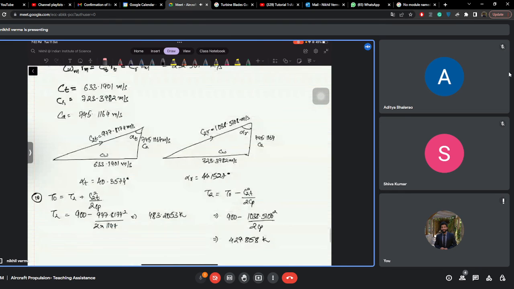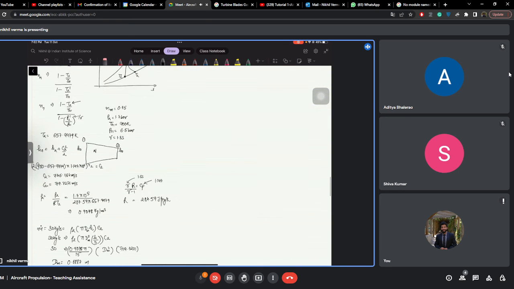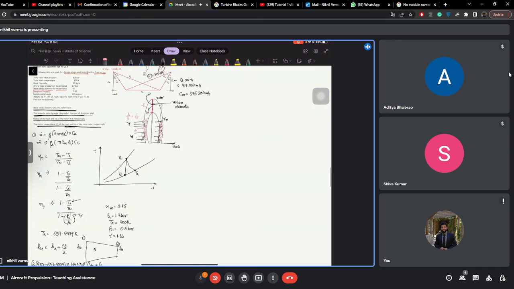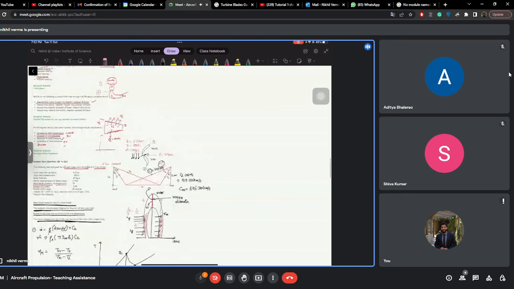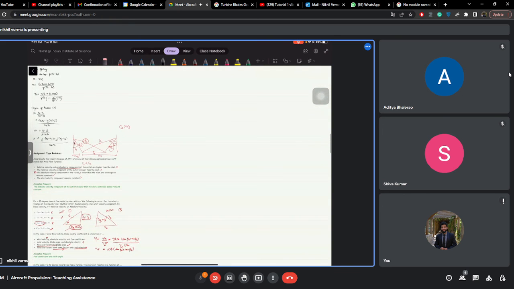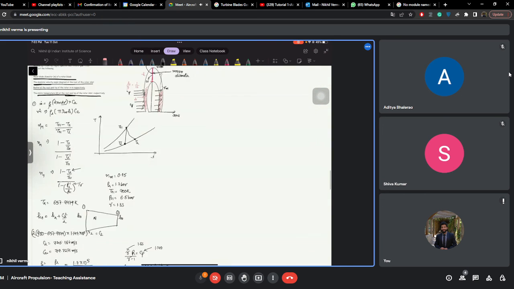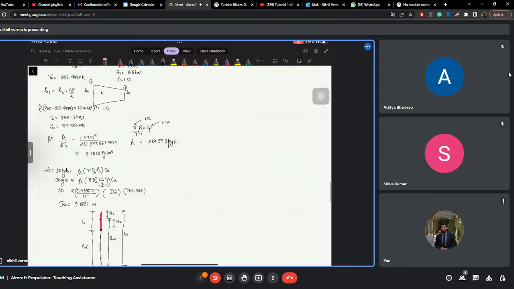I hope this example gives you clarity on how to compute different parameters for an axial flow turbine. So if you have any problem, please let me know. Any other problems? Any other doubt?